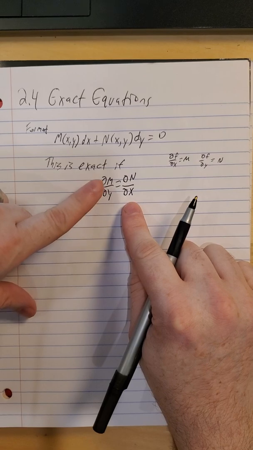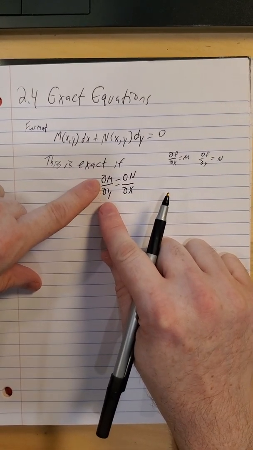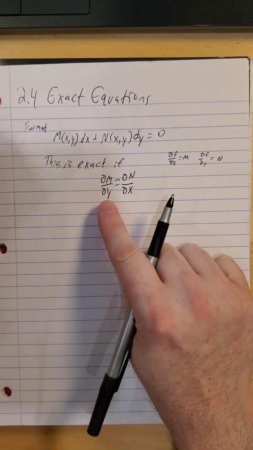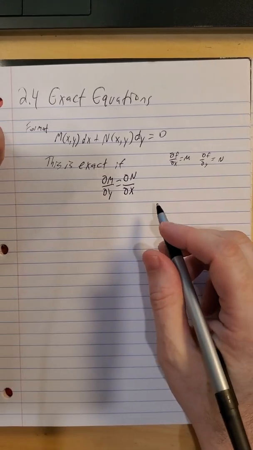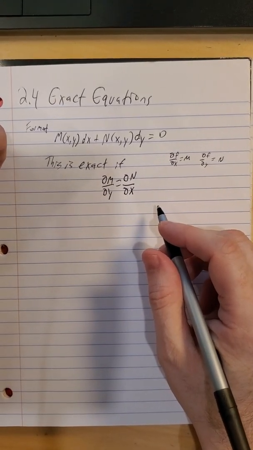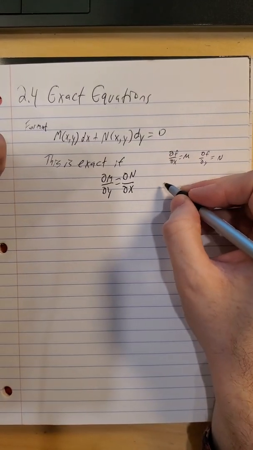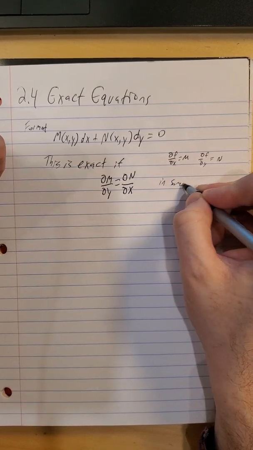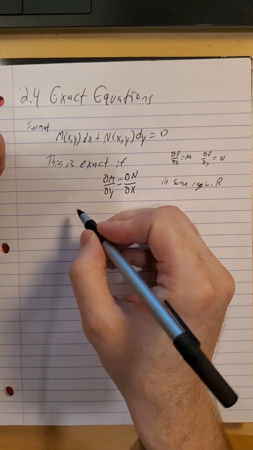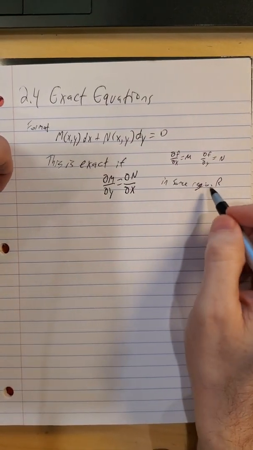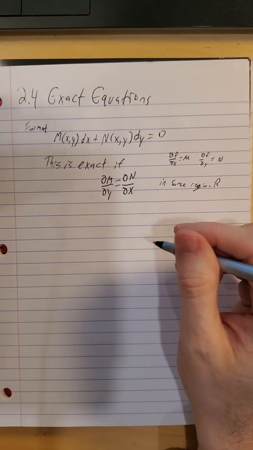So if we're taking the derivative of a derivative, this is a second derivative. So it's basically the derivative with respect to x and y, and the derivative with respect to y and x. They should give the same result if they are an exact equation. And this is in some region R. So we may have to put some restrictions on x or y depending on if we have, for example, a natural log involved, things like that.